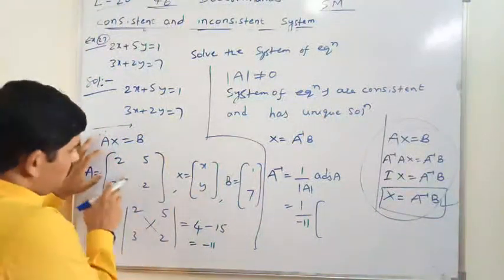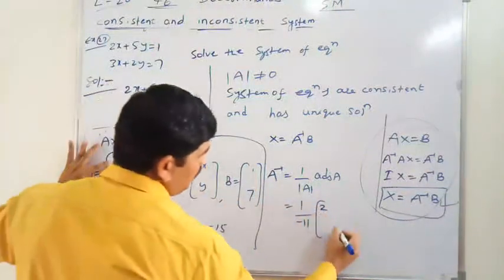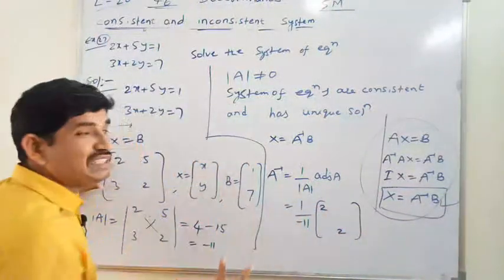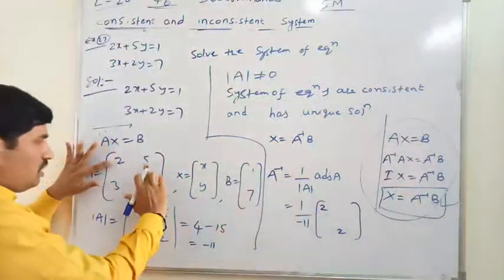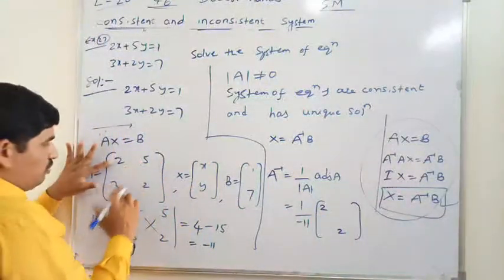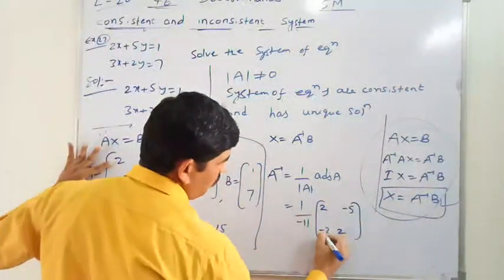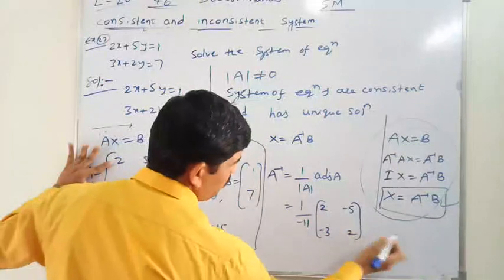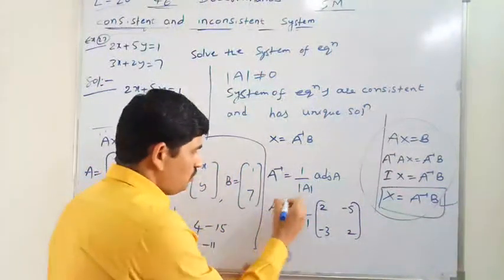See, this is the matrix here. We are interchanging these two places. Interchanging these two in both places having the 2, so no need to make changes. After that we are going to change the sign of these two, minus 5, minus 3, that's all. We have completed the adjoint matrix here, and after that we got A inverse also.